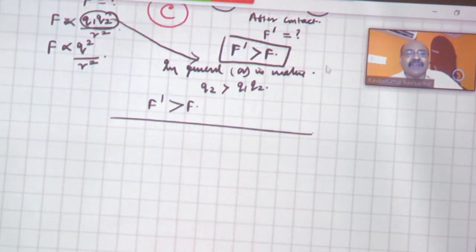Then the next one we are calling question number 8. Let us consider question number 8. Go through it. Rank the electrostatic potential energies for the given system of charges in increasing order.